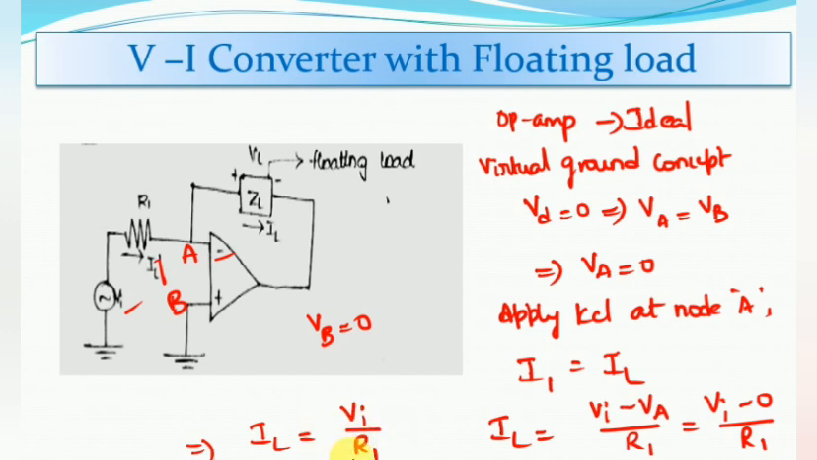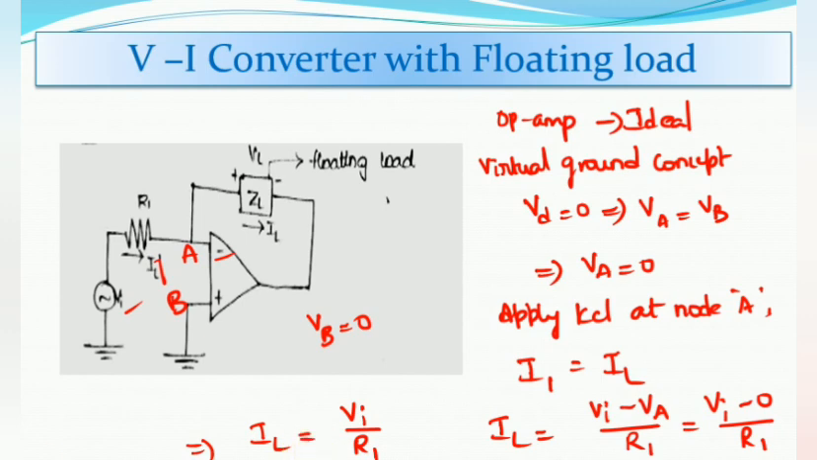Okay, by maintaining this R1 as a constant value, even if there is a change in the input signal, the circuit should quickly respond and it will produce the change at the output signal in the form of a current. So this is how we have done the mathematical analysis for the V2I converter with the floating load.